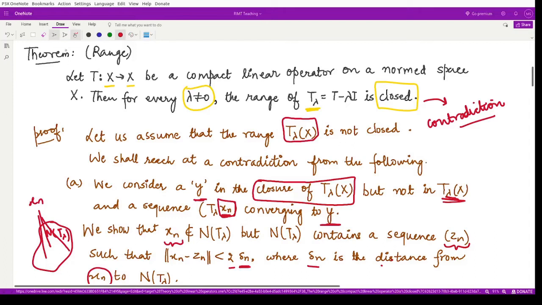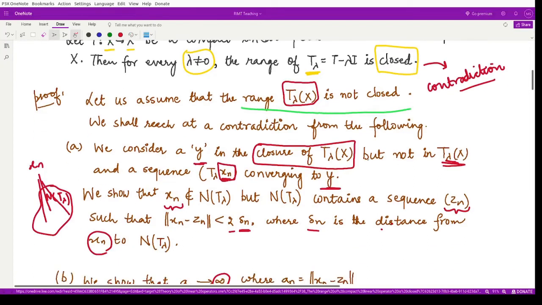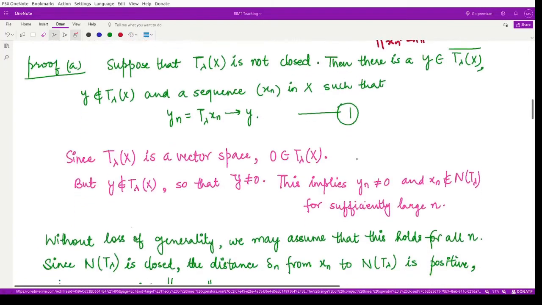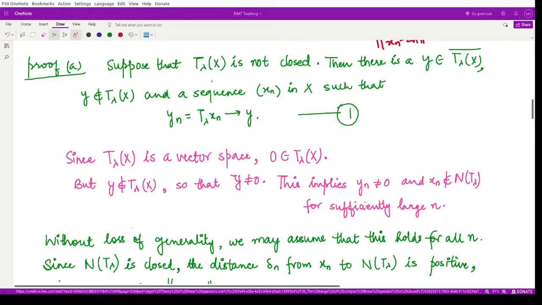So we are starting our proof by assuming that the range is not closed, right? So let's see, what do we have? We suppose that the range of the operator t lambda, so that means t lambda of x, is not closed. If this is not closed, what does this mean? It means that there would be some member y which is in the closure of the range, so that means the closure of t lambda x contains y, but this y is not in t lambda x itself.